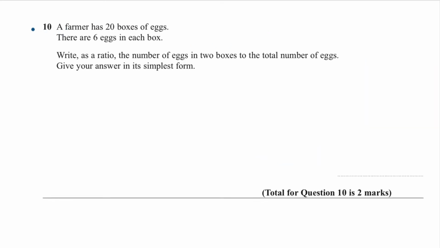A farmer has 20 boxes of eggs and there are 6 eggs in each box. Write as a ratio the number of eggs in 2 boxes to the total number of eggs. Give your answer in its simplest form. Well, let's find the total number first. So the total is going to be 20 times 6. 20 boxes with 6 in. Well, 2 sixes are 12, so 20 sixes are obviously 120.